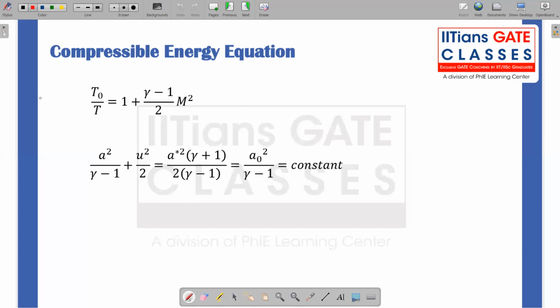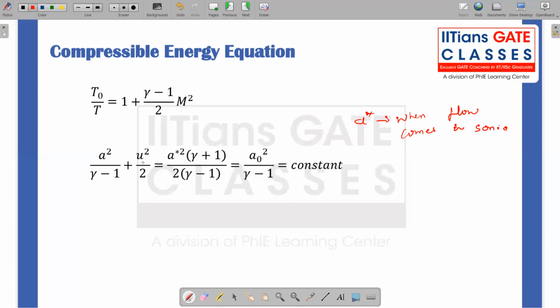What we can also do is express the energy equation in speed of sound form. That is given by a square by gamma minus 1 plus u square by 2, which is equal to, so we imposed a unique condition that the flow is adiabatic. Given that the flow is adiabatic, we can define a characteristic Mach number A star. That is nothing but when the flow comes to sonic condition, right? From this we define A star.